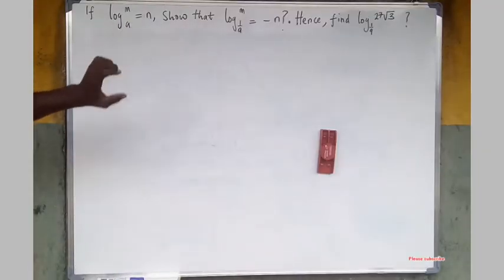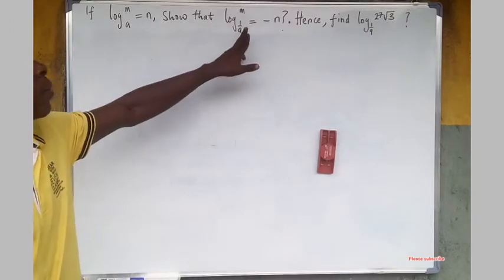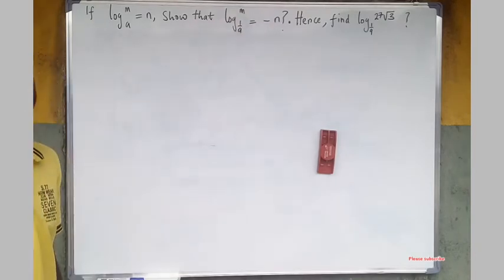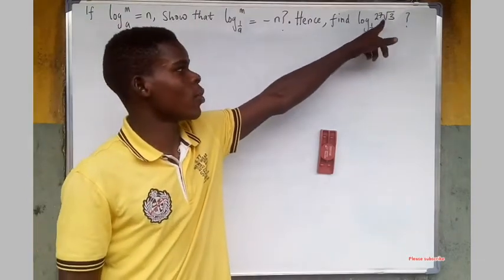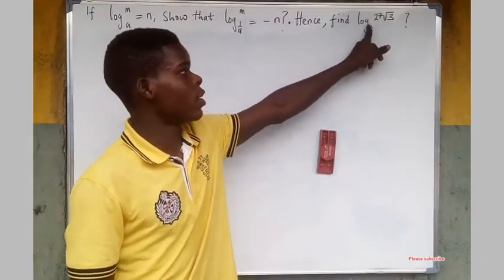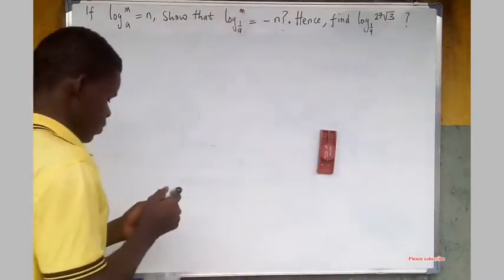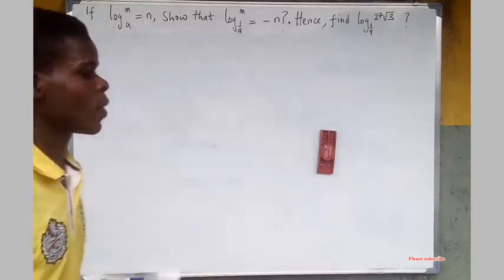If log m to base a is equal to n, show that log m to base 1 over a is equal to negative n. Hence, find log of 27 root 3 to base 1 over 9. So this is part A of the question, and this is part B.